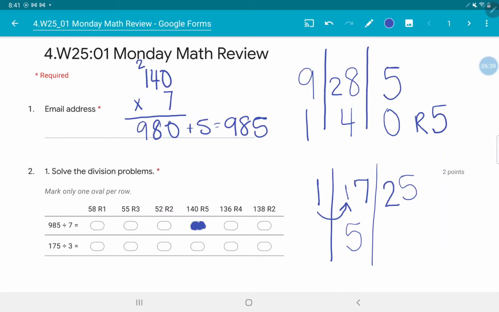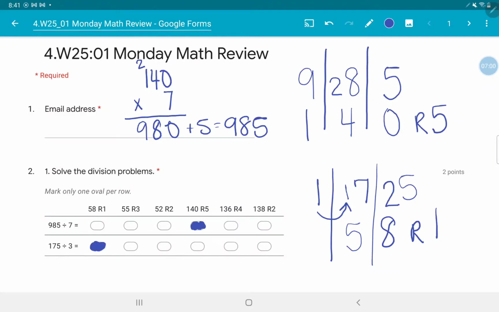Times 8. Okay. Why 8? Owen? Because that gets you 24. That gets you 24. So what's my remainder? 1. So my quotient is 58 with a remainder of 1.